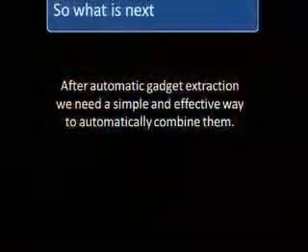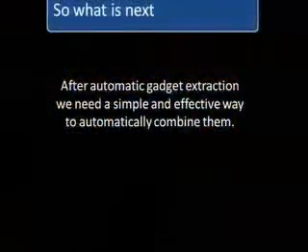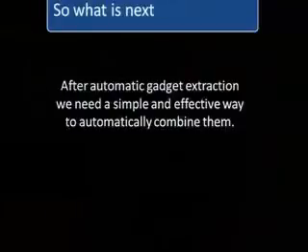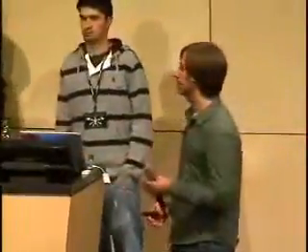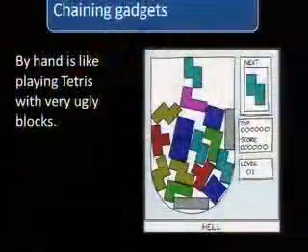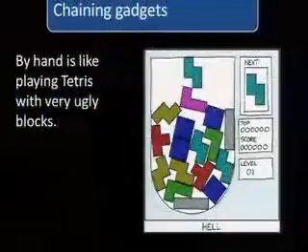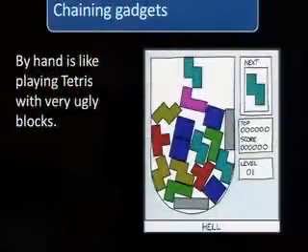Okay, what's next? Now that we have gadgets and we know the semantic information about them, and we know what to do exactly, we need a way to automatically combine them. And this is what Ralph is going to tell you about. Okay, so when we first wrote the pwn2own payload, it was something like this, right? But the building blocks were much more ugly.